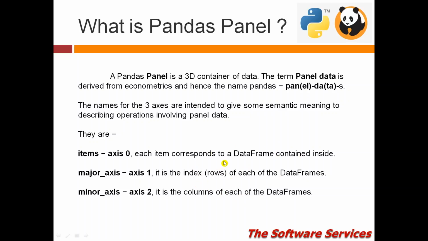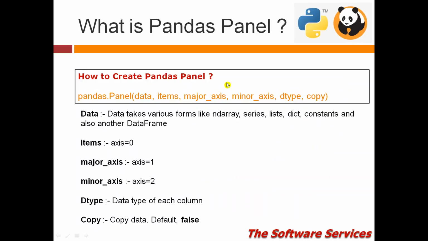Okay, then move on. How to create a pandas panel then? A pandas panel can be created by using the method pandas.Panel. P is a capital letter, you have to note it. This method takes these arguments: data, items, major axis, minor axis, dtype and copy. And we will discuss each argument, each parameter, one by one.